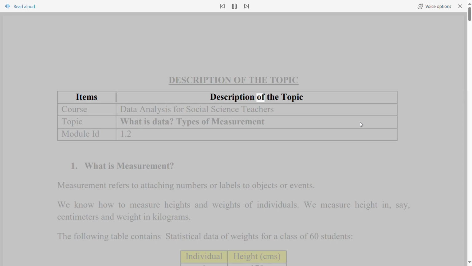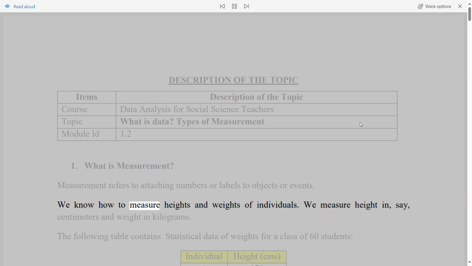Course: Data Analysis for Social Science Teachers. Topic: What is data? Types of measurement, module ID 1.2. 1. What is measurement? Measurement refers to attaching numbers or labels to objects or events.